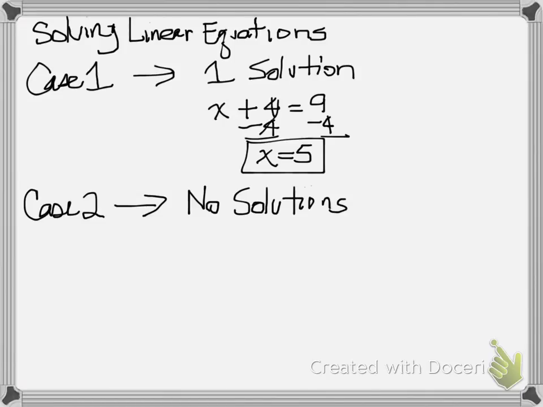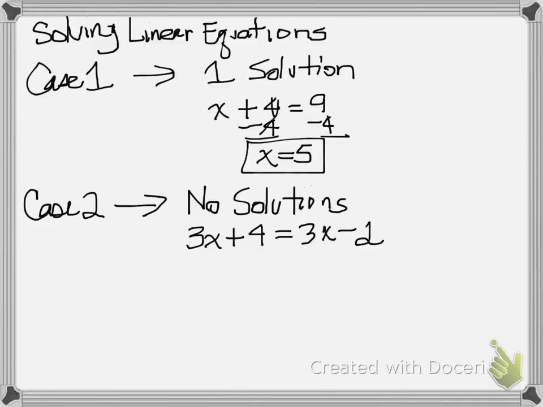Case 2, you can get no solutions. So what does it look like when I get no solutions? Well, you're going to have an equation maybe like this: 3x plus 4 equals 3x minus 2. So when you go to solve this equation, I like to do variables first.